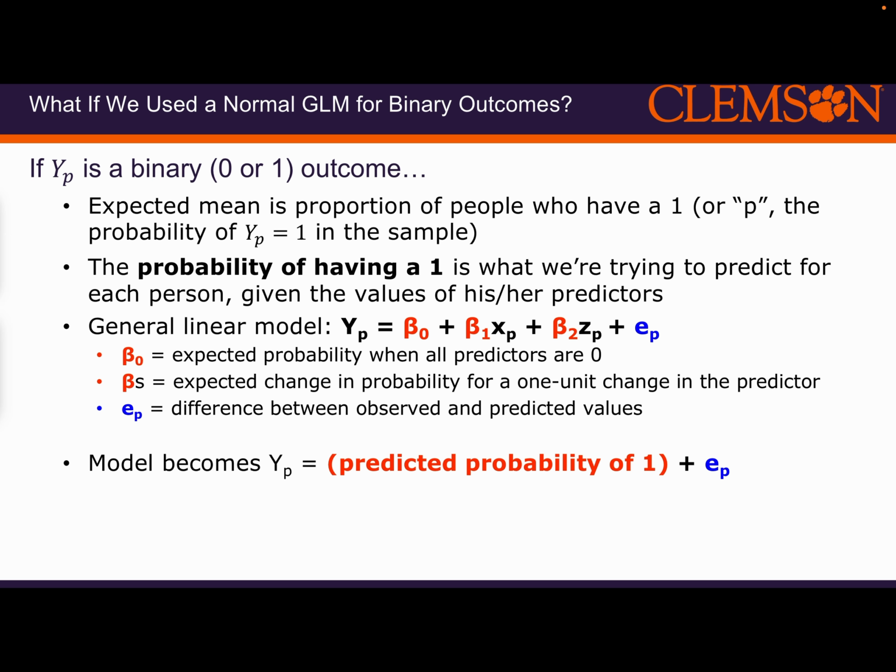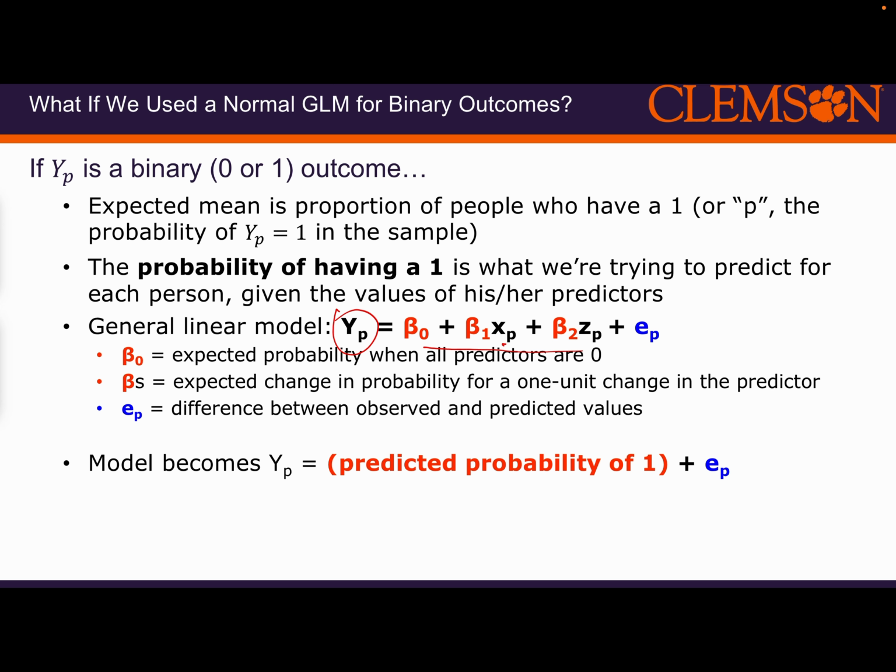So let's just think about how this might work if you put that binary outcome into a regular linear regression, right? If y is a binary outcome, then the expected mean is a proportion of people with a 1, right? So it has to range between 0 and 1. The probability of having a 1 is what we're trying to predict for each person. And so the general linear model, again, not the right model, would look like this. Probability for a person is equal to the predictors here, right? Whether or not they have a parent that went to school and whether they're in public college. GPA is not in this one.